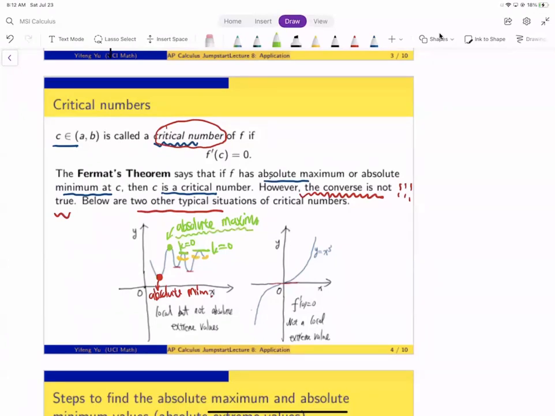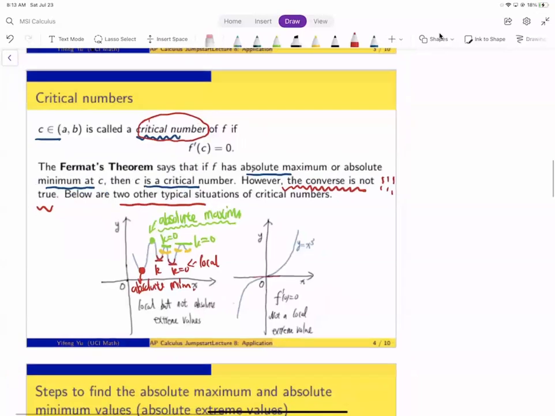Similarly, if you look here, these two points are also critical points because the slope is 0, it's horizontal, but they are not the absolute minimum. They are called local minimum, because locally it's smaller than points near it. So those are called local maximum or local minimum. They also have 0 derivative, but they're not absolute maximum or absolute minimum.